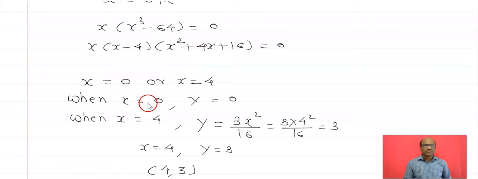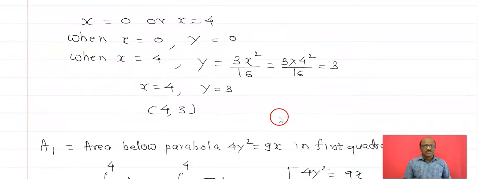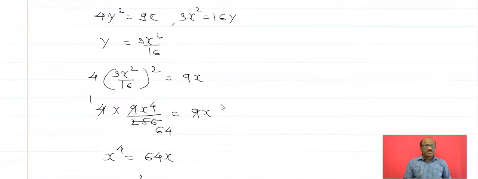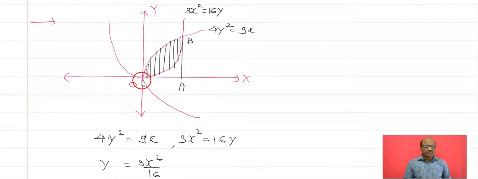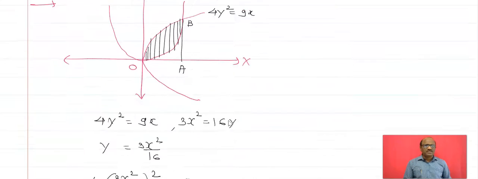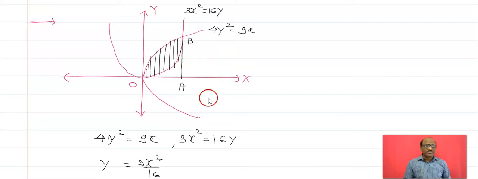Therefore when x equals 0, y equals 0. When x equals 4, then what about the y? y equals 3x squared upon 16. Replace x by 4, then you will get 3 into 4 squared upon 16. If you simplify, then you will get y equals 3. Therefore x equals 4 and y equals 3. This is the point of intersection of the parabolas. Again you can see here 0, 0 and the other point is 4, 3. Here the coordinates of B are 4 and 3.